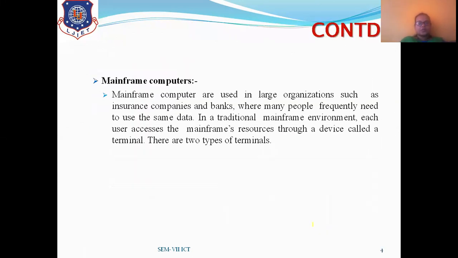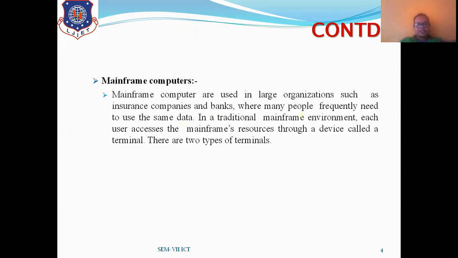Now, continuing with the second type of microcomputers, the mainframe computers. Mainframe computers are used in large organizations such as insurance companies and banks, where many people frequently need to use the same data. If we take the example of a bank, there is a mainframe computer located at some place, and that mainframe computer is the server where all the data can be saved on a large scale, and the same data can be used by several people frequently at the same time.